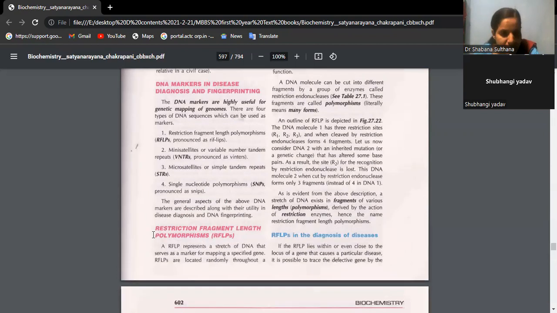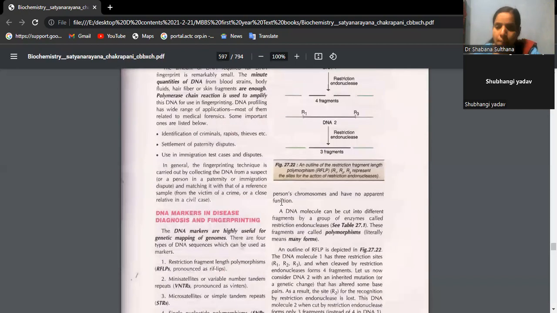Now let us see restriction fragment length polymorphism, RFLPs. They represent stretches of DNA that serve as markers for mapping a specified gene. They are located randomly throughout a person's chromosome and have no apparent function. A DNA molecule can be cut into different pieces by a group of enzymes called restriction endonucleases. So these fragments are called polymorphism, which literally means many forms.